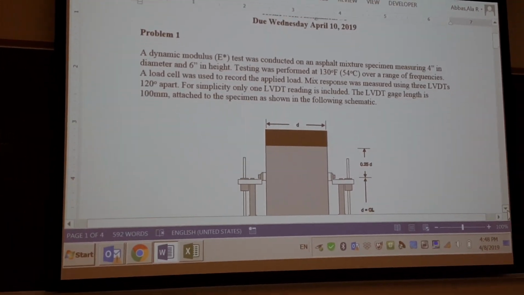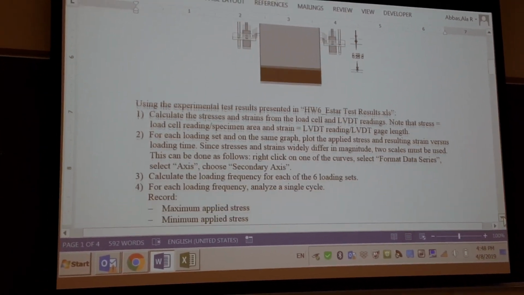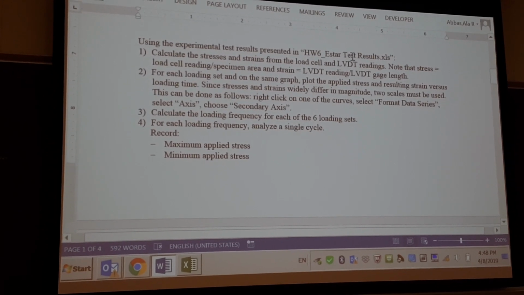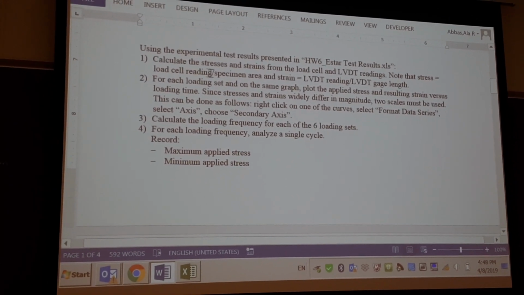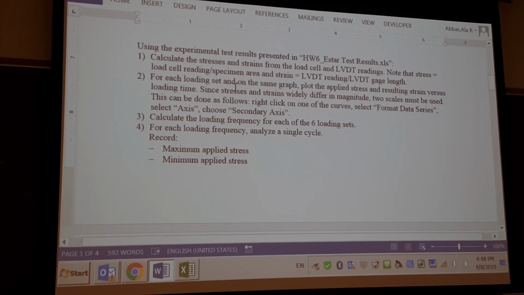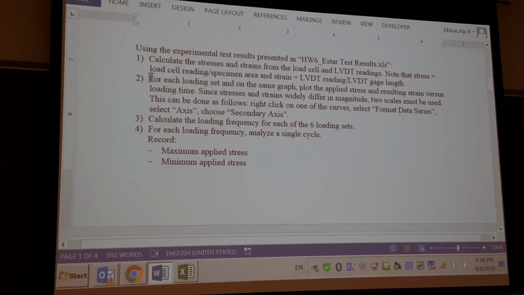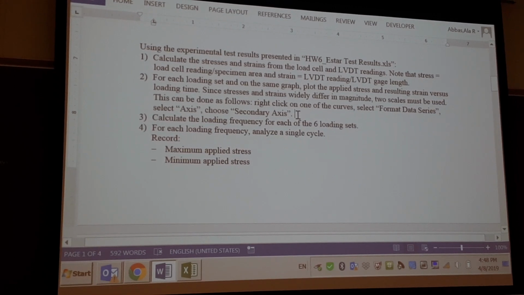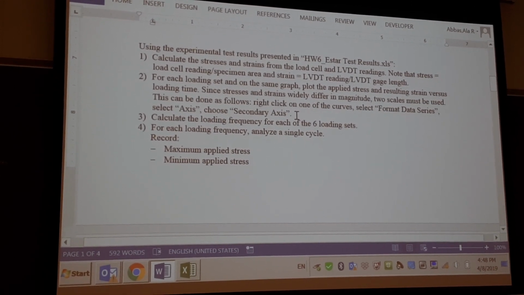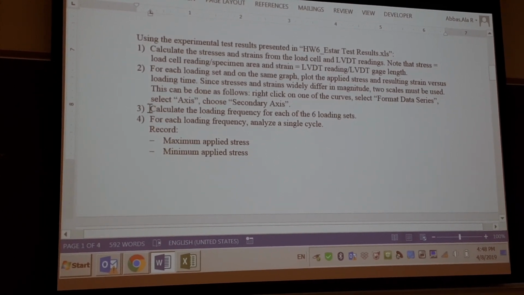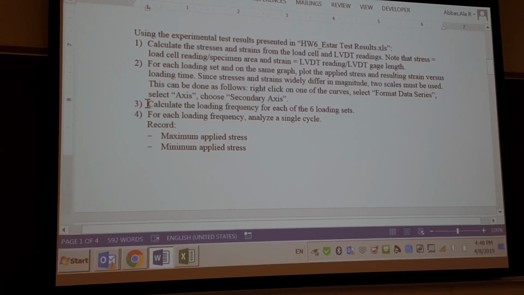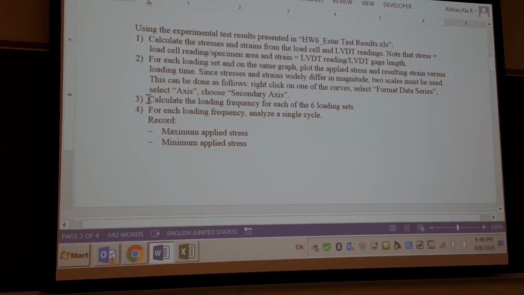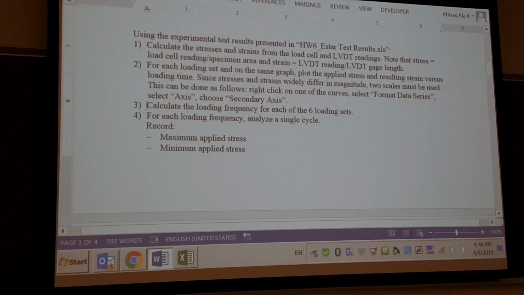Okay, you can see in here additional details on how to do things. Calculate the stress and the strain. Stress is equal to load cell divided by area. Strain is equal to LVDT reading divided by LVDT length. Then you're going to basically do things together, so then you have to use the secondary axis so that you don't get the two scales to be far away from each other, and you get the two scales to be on top of each other.